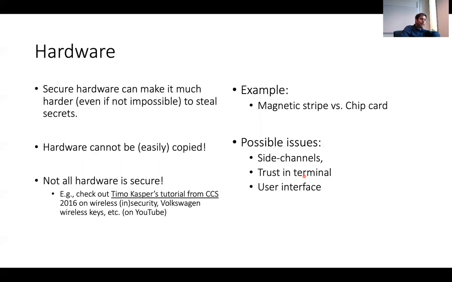Something else we should talk about a little bit is hardware. So an alternative or supplement to passwords can be hardware. Instead of the secret being something you know, now the secret is something you have, and hardware can make it much harder, even if not impossible, to steal secrets. For instance, your Dancork is an example of a secure hardware. Inside the chip in your card, there is a key, and stealing the key from this chip is much harder than stealing your password or stealing your PIN code.